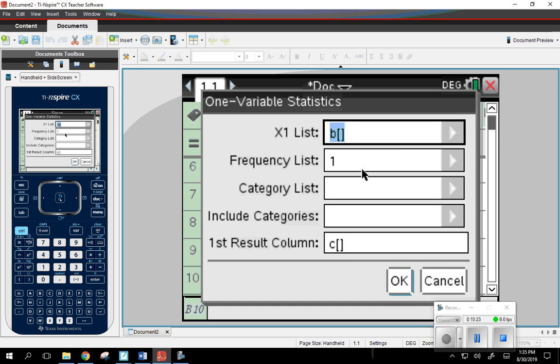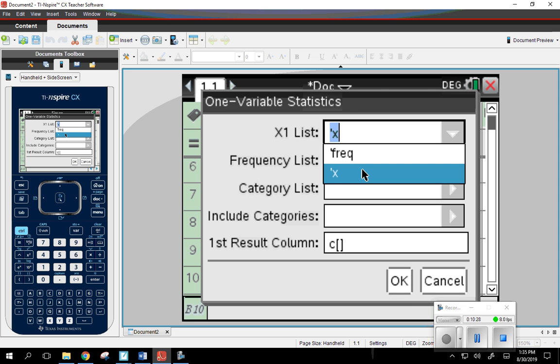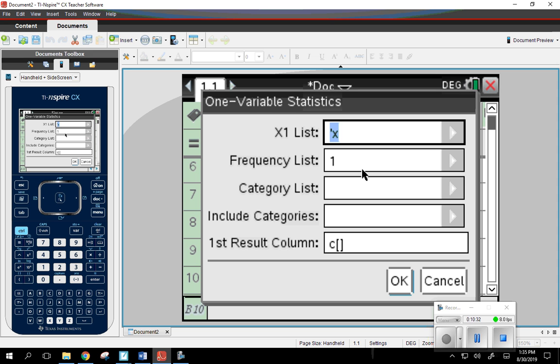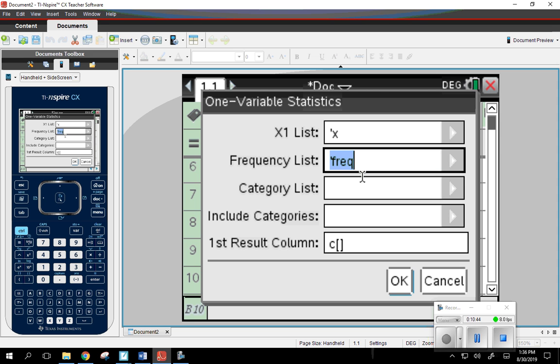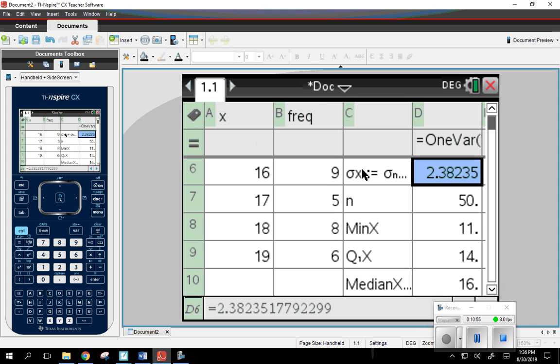The X list is your first column. So I'm going to go ahead, backspace there. Let's make sure to choose the X, what I typed in for the first column. Okay. Then I'm going to click Tab, and we actually do have a frequency list this time. So let me backspace there and make sure to choose the title I put in for the second column. Okay. And you don't need to change anything else here. All of my information is going to show up in the third column, column C. Okay. Once you now click OK, it's going to take me right back here and give me everything I need.